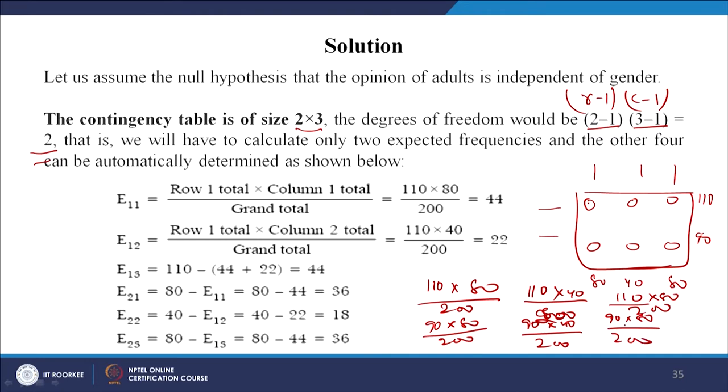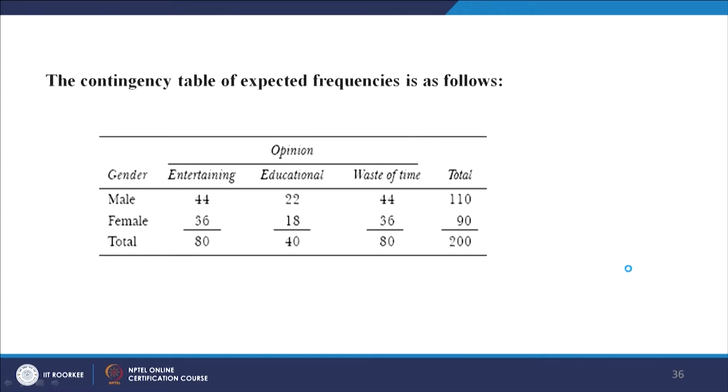Now, if you see, the expected values for each cell are now given: 44, 22. So, 110 into 80, let us see. 11 eights are 88 divided by 2, 44, right. So, similarly, 22. Now, E13 is 44, this is 36. So, you can just simply calculate, right, 18 and 30. So, every cell can be calculated, and now you have got the expected values. The expected frequency looks like this. Male who feel it is entertaining is 44 and female 36. Educational, 22 males feel it is educational, 18 females feel it is educational as per the expected frequency. Waste of time 44, 36. So, this is there, right.